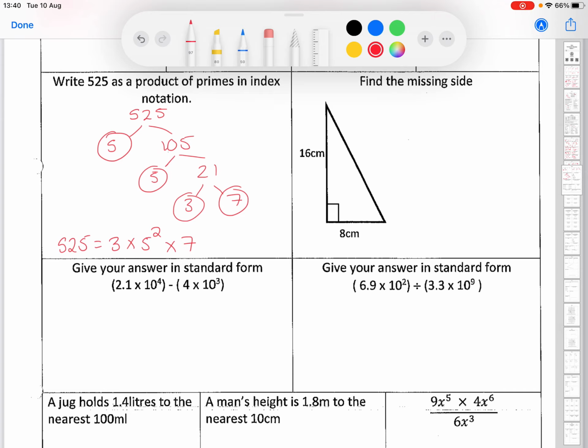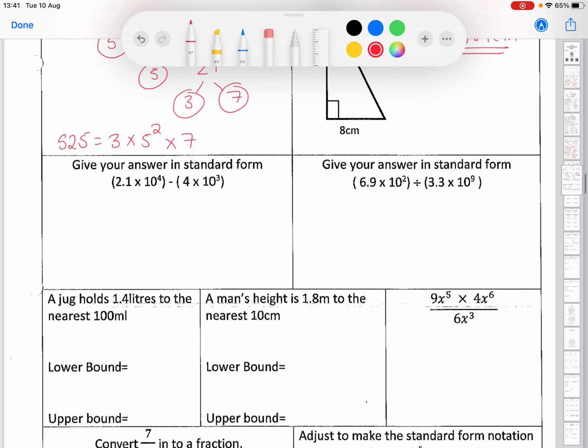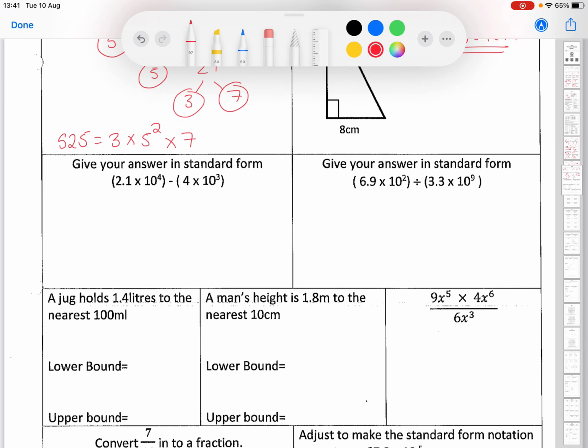Next bit, Pythagoras. Again, with Pythagoras, we square our numbers, and then we either add or subtract them. If we need our hypotenuse, which is what we do in this case, we're going to add. If you need something, you're going to add it. If you have it already, then you don't need it anymore, so you subtract it. So 16 squared, add 8 squared is going to be 320. And then we take the square root of 320, which is 17.9. Makes sense, it is the longest side.